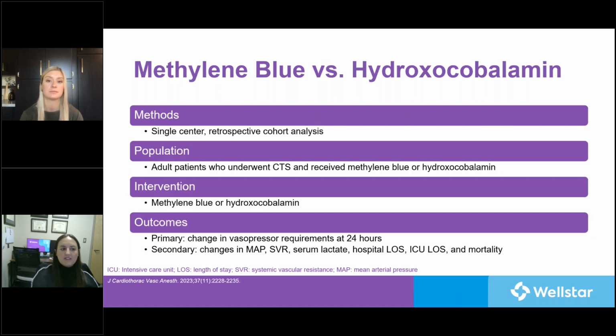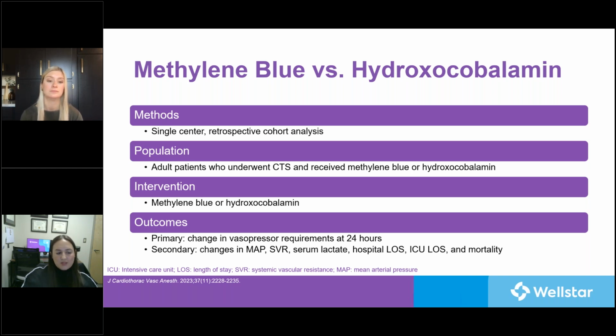There have been studies that have looked to see which of the two agents would be the most beneficial after CT surgery. This study was done in people that had undergone CT surgery and received either methylene blue or hydroxycobalamin. The hydroxycobalamin was dosed as a 5-gram bolus, but the methylene blue could be given as a bolus with or without continuous infusion afterwards. Their primary outcome was looking at the change in vasopressor requirements at 24 hours.